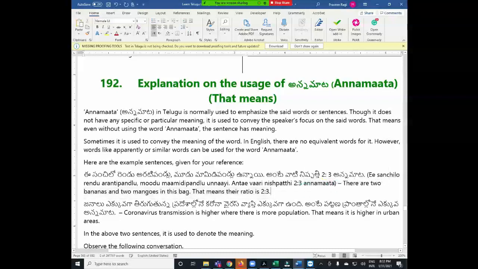If I tell you the English meaning of this sentence, you will understand clearly. There are 2 bananas and 3 mangoes in this bag. That means their ratio is 2:3. So here, e sanchilo means in this bag. Then what else? There are means, actually, I will give you an example. There are 2 bananas means, can somebody try to translate this one? There are 2 bananas.